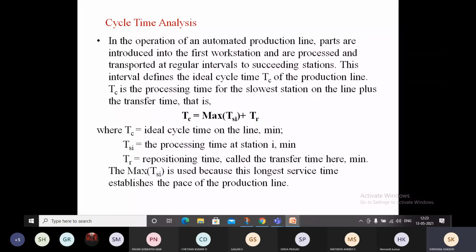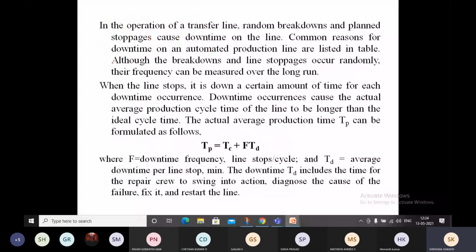Altogether there will be not more than 20 equations; you have to write them and practice. Tc is equal to the cycle time, that is the maximum processing time, max Tsi, plus Tr, the repositioning time. The next one is Tp, which is self-explanatory; you can go through whatever I have given. Tp is the production time.